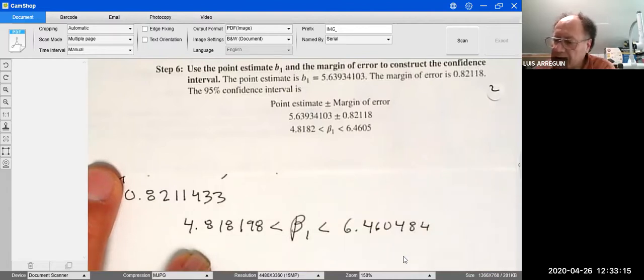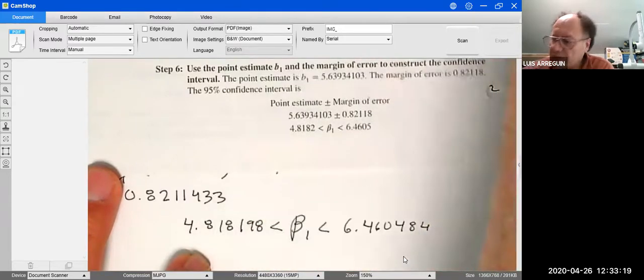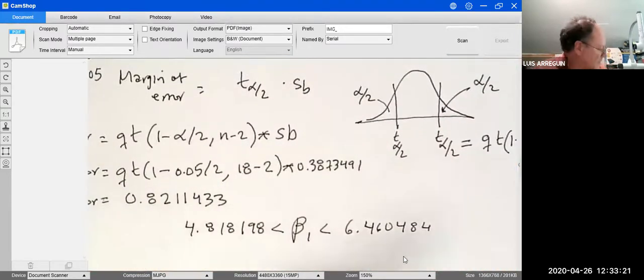So that's example 13.5. Let's continue with our work. I think we're going to finish pretty soon, and then you're going to have time to solve problems from the exercise set where you're going to apply all of these things.